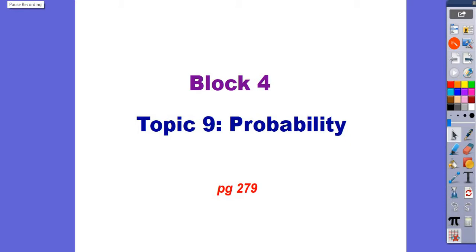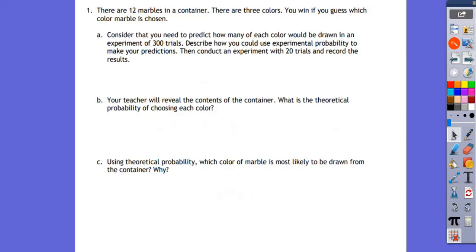This is block 4 of topic 9, Probability, on page 279. Yesterday we did some experiments. Today we're going to look at some experiments and talk about a couple new vocabulary words. So here we go.